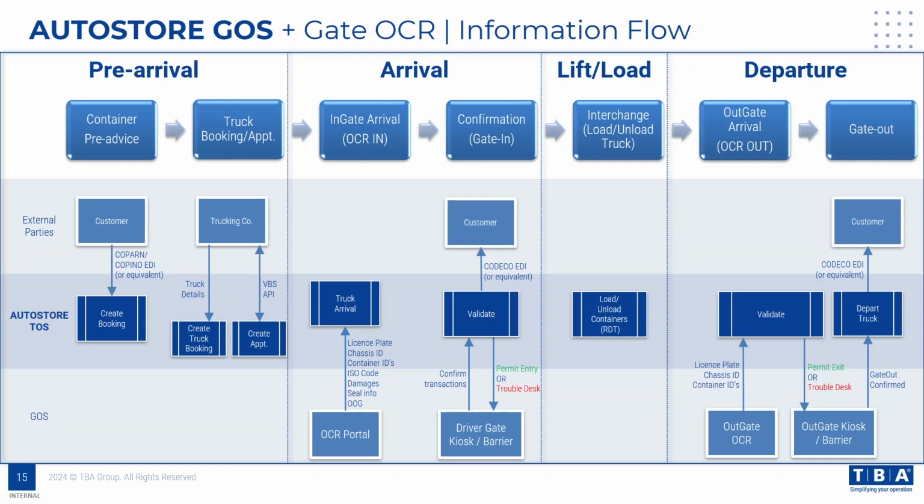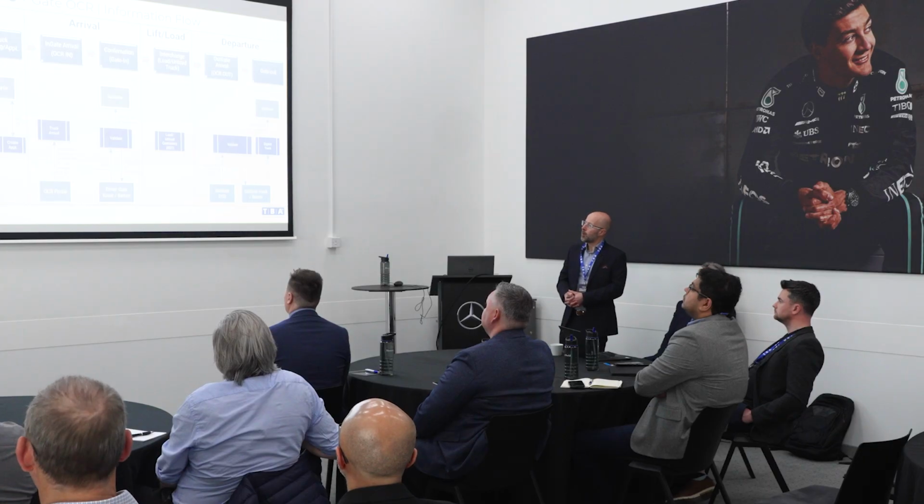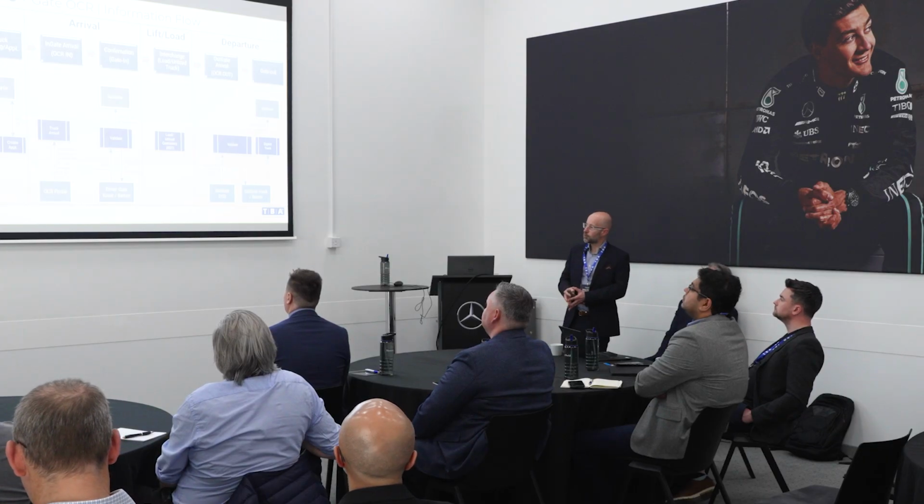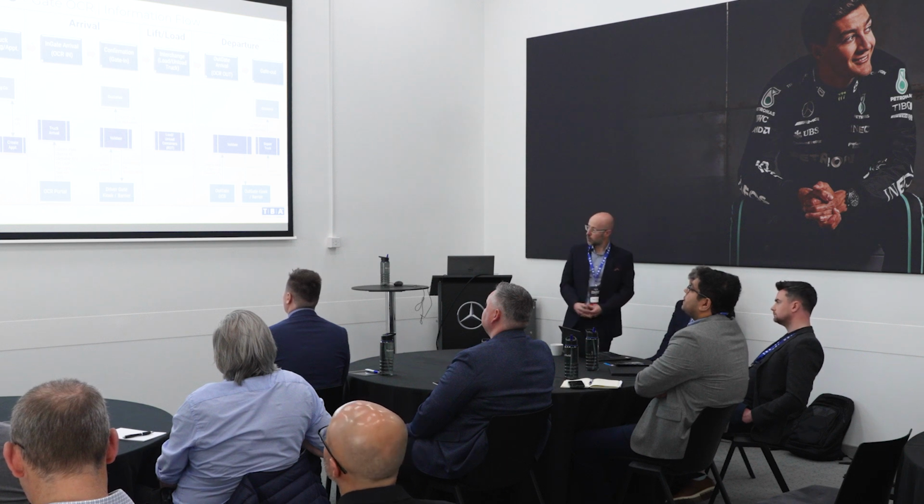So it's a bit busy this slide, but this is an overview of the information flow. So just looking at the systems we have in play, the system layers. External parties, so customer interfaces if you like. We have the TOS in the middle, AutoStore TOS. And at the bottom we have the GOS system, the Gate OCR system.